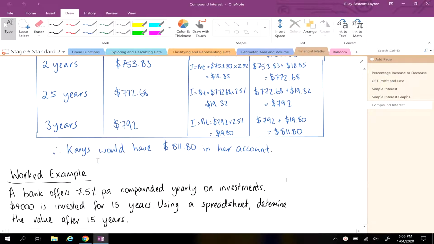So we've got an example here that a bank is offering 7.5% per annum compounded yearly, that's important, yearly, on investments. $4,000 is invested for 15 years. So using a spreadsheet, we need to determine the value after 15 years. I'm going to be using Google Sheets. You can use Microsoft Excel, whatever you prefer. If you don't have Excel, Google Sheets is free with a Gmail account, which your education account will cover.